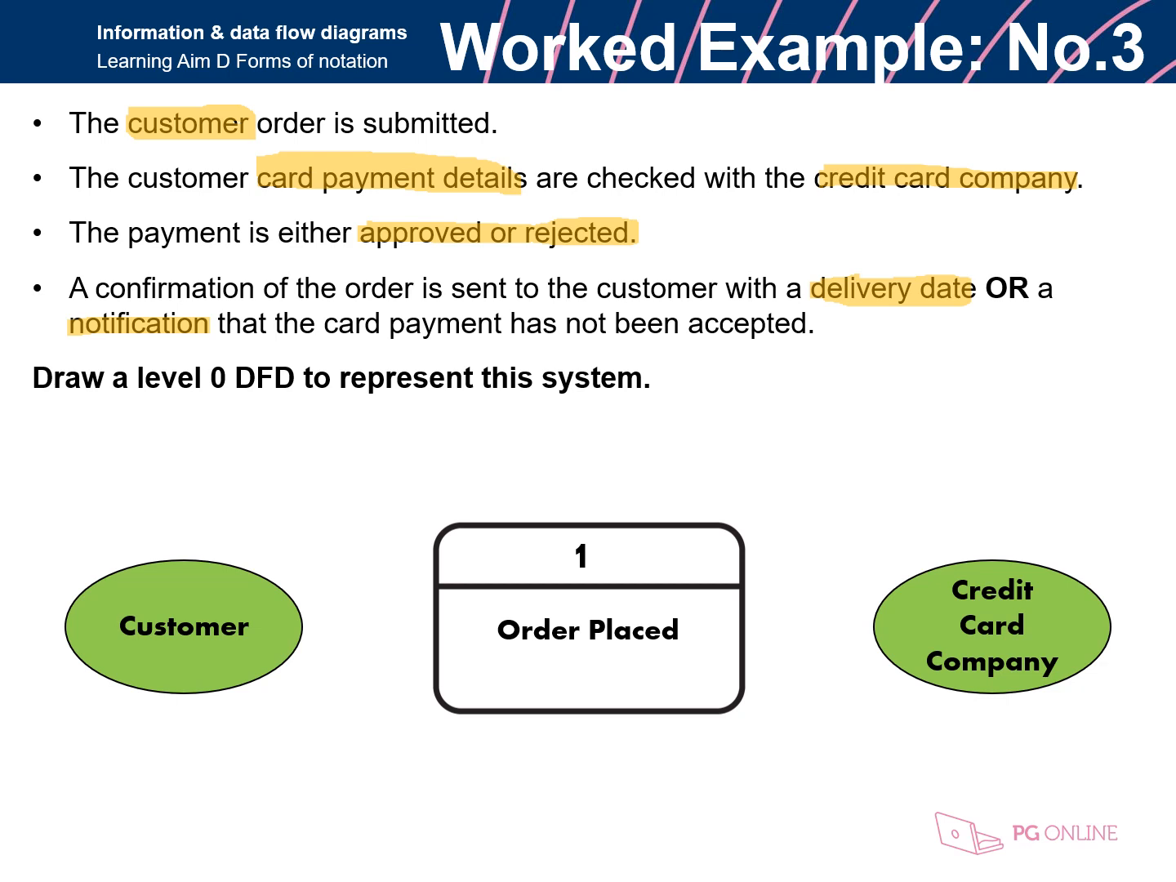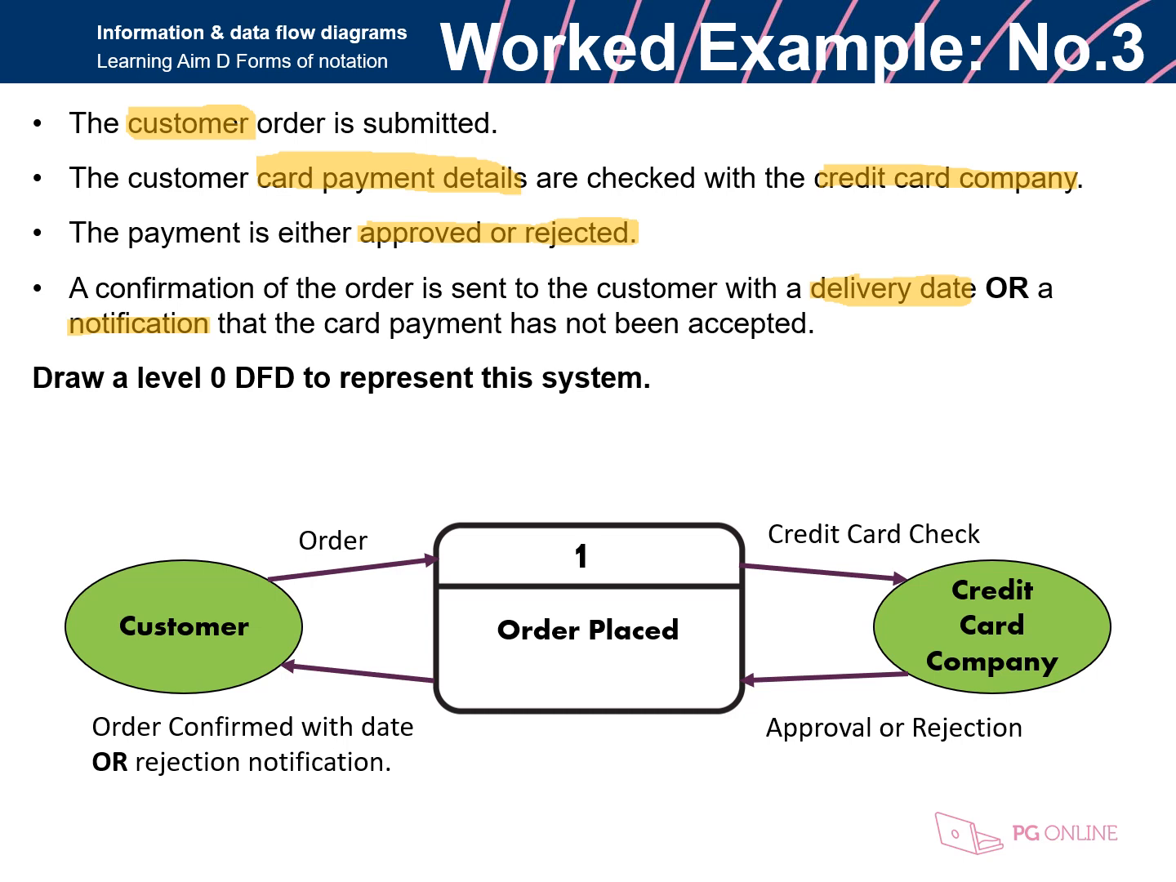Okay, so the customer would place the order. Once they have placed the order, the company would contact the credit card company to find out whether they can pay for the item they're trying to order. The credit card company would check the balance and say yes or no, and then the company taking the order would feed back and say your order has been accepted and it will arrive on Saturday, or the credit card company declined your request, you need to pay with an alternative method.